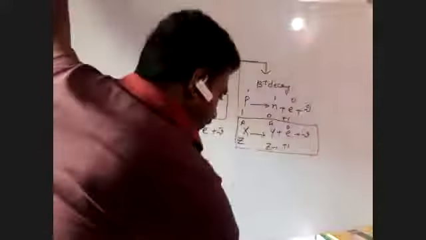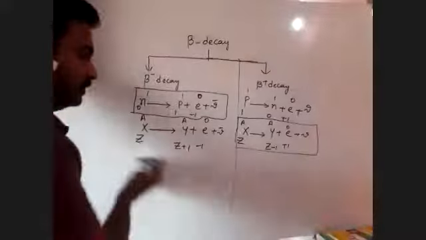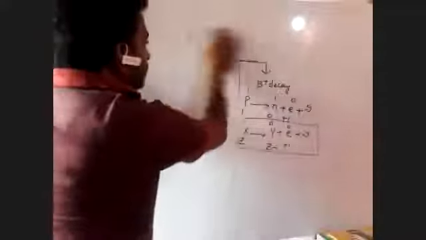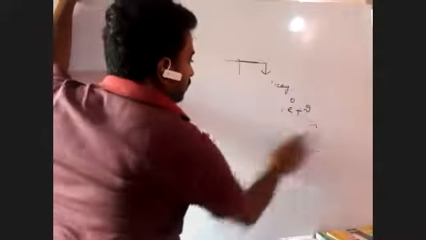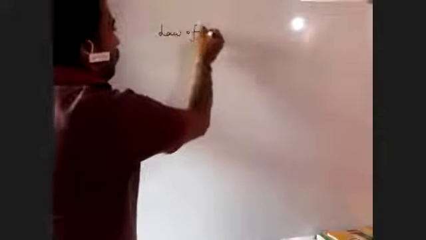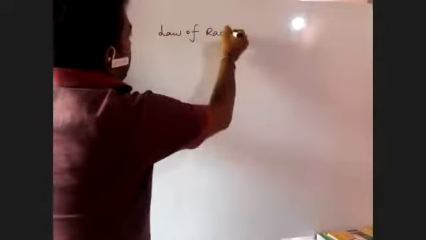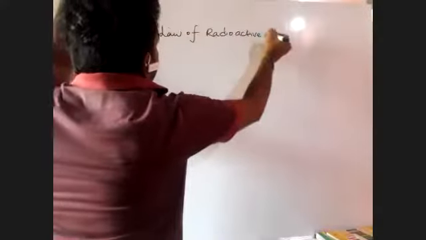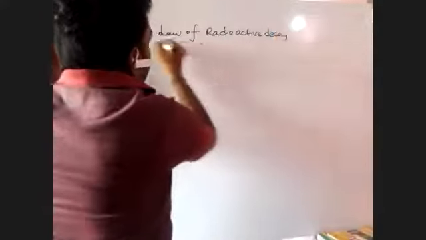Of course, gamma emission we have already discussed. No problem. In that, there is no change in mass number, no change in atomic number. Only the nuclear properties will change by emitting some energy. Now, we'll go to some important topic today. Law of radioactive decay. It is a big topic. First, listen, what is its definition?